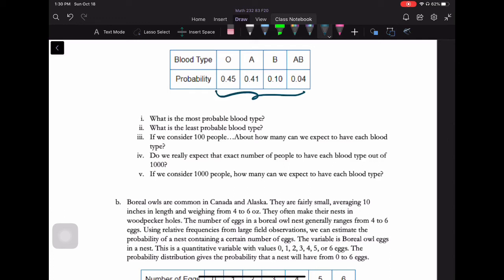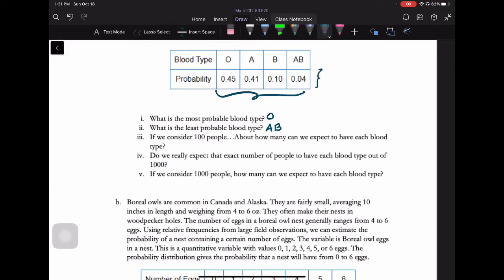Notice that if you added all of these up, it would add up to one whole, and each probability is greater than or equal to 0 and less than or equal to 1, which means it is a valid probability distribution. The most probable blood type is the one that shows up the most, which would be O, and the least probable is AB. If we considered 100 people, how much would we expect to have of each blood type?